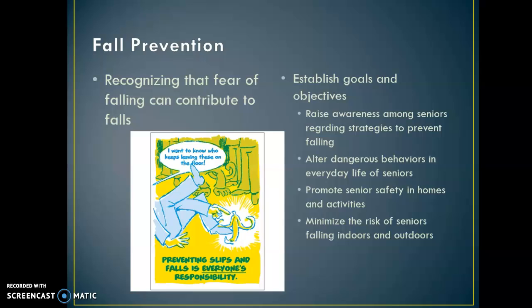So the first thing to prevent more falls is to establish the goals and objectives with older adults, which means raise awareness among seniors regarding strategies to prevent falling. Alter dangerous behaviors in everyday life of the seniors. Promote senior safety in homes and activities. Minimize the risk of seniors falling indoors and outdoors. So basically just educating the older adults on what they need to change in their life and how it's going to help them prevent more falls from happening.